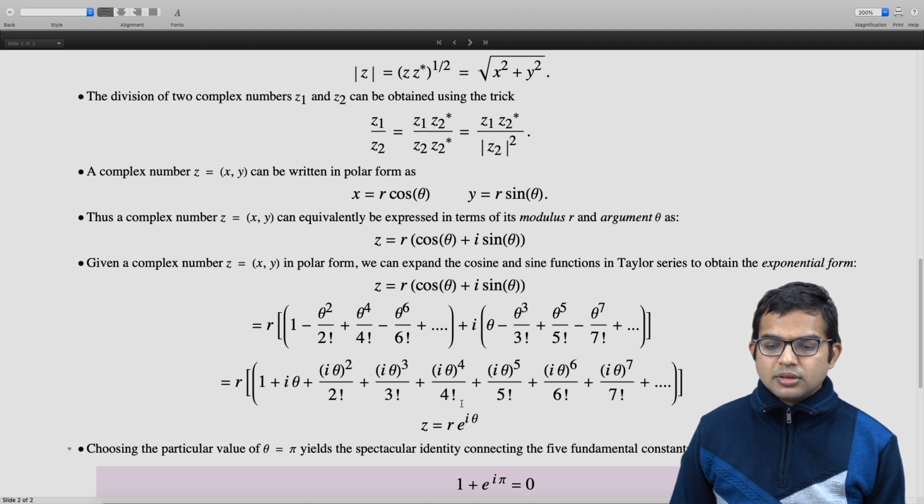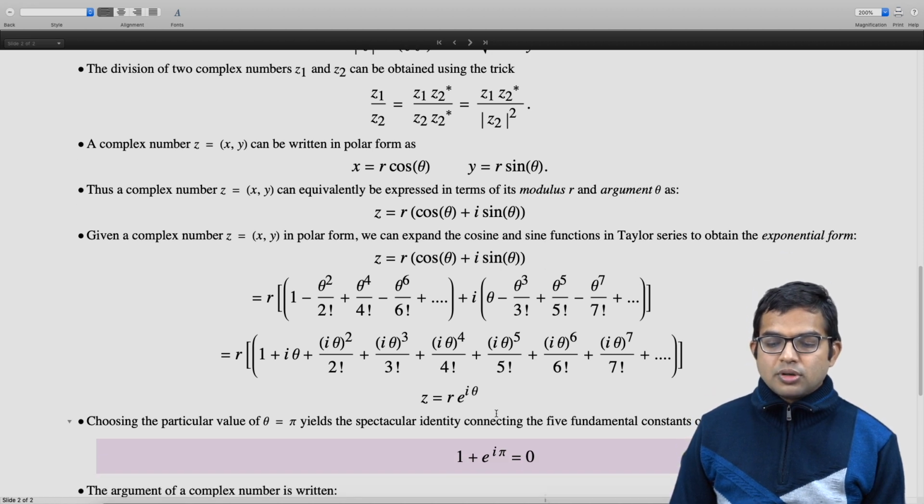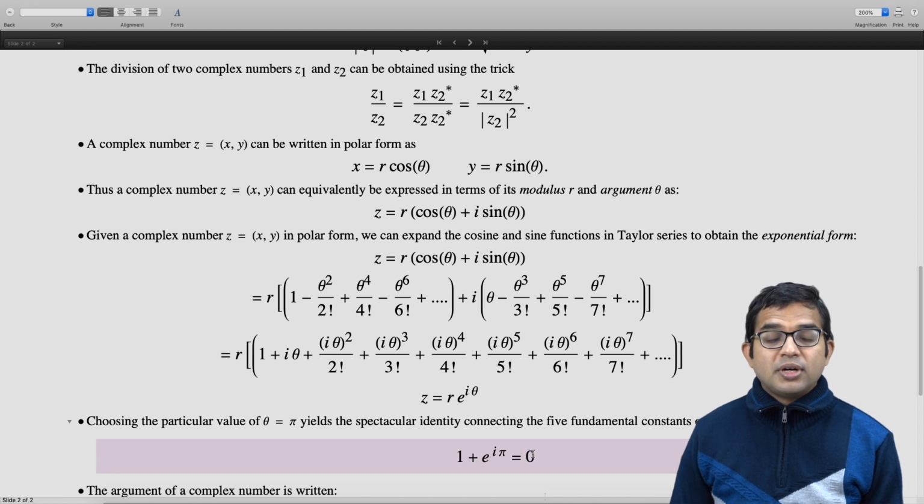So if you collect terms, then you get 1 plus e to the i pi is equal to 0. So we have cos pi is minus 1. So minus 1 you bring to the other side, and i times sin pi is 0. So indeed, now you see that this equation has 1, it has e, it has pi, it has i, and it has 0. These are all the fundamental constants of mathematics. All 5 of them together appear in this very beautiful equation.